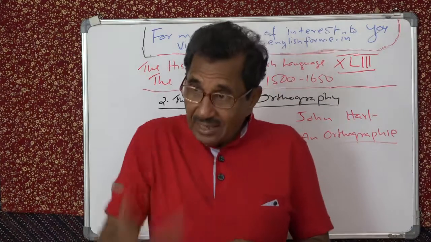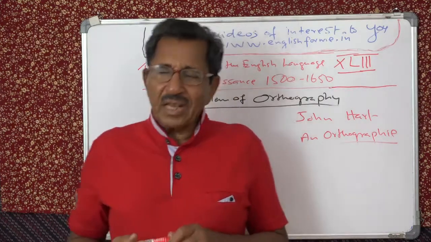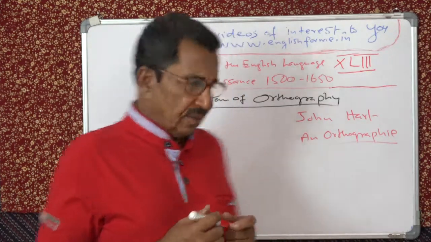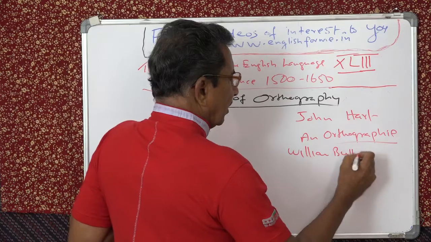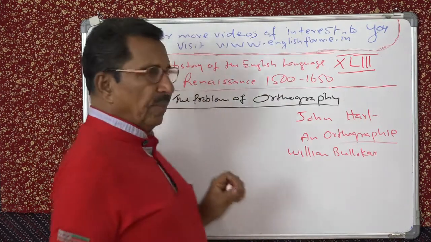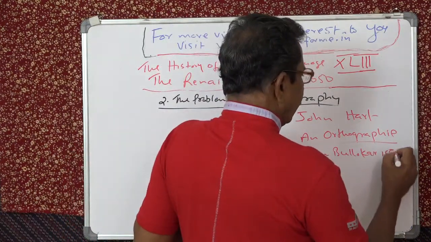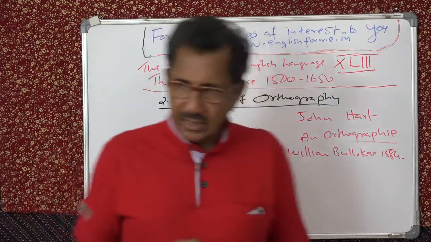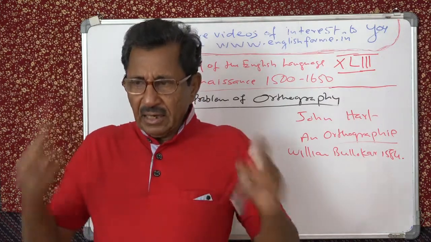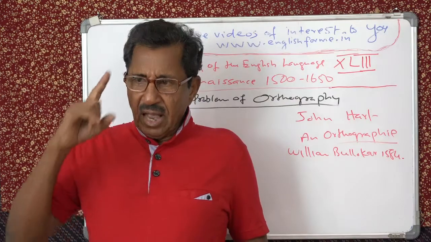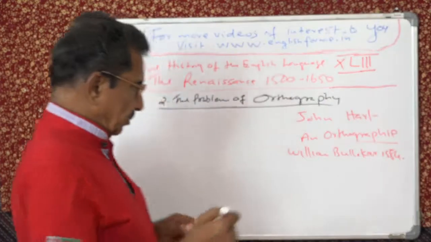And a third attempt was made. Not one or two, but a third attempt. That was by William Bullokar. That was made in 1584. Yes, 1584. And the title of his treatise was Book at Large for the Amendment of Orthography for English Speech.